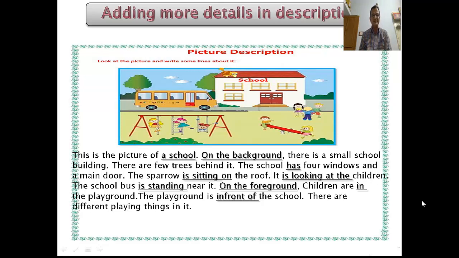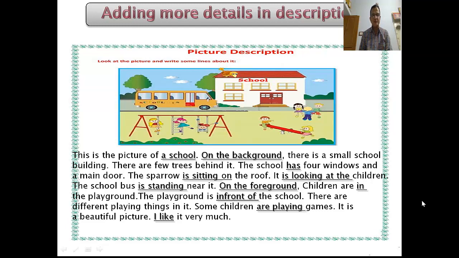The sparrow is sitting on the roof. It is looking at the children. The school bus is standing near it. On the foreground, children are in the playground. The playground is in front of the school. There are different playing things in it. Some children are playing games. It is a beautiful picture and I like it very much.